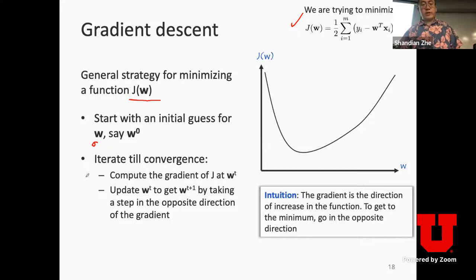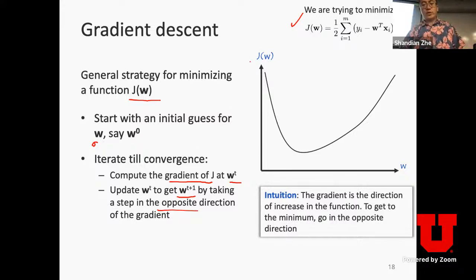Inside each iteration, we compute the gradient of our objective function J at the current weight vector, denoted as wt. Then we update wt to get wt plus 1 by taking a step in the opposite direction of the gradient. That's why it's called gradient descent. If the gradient points this way, you update your model parameters in the opposite direction.